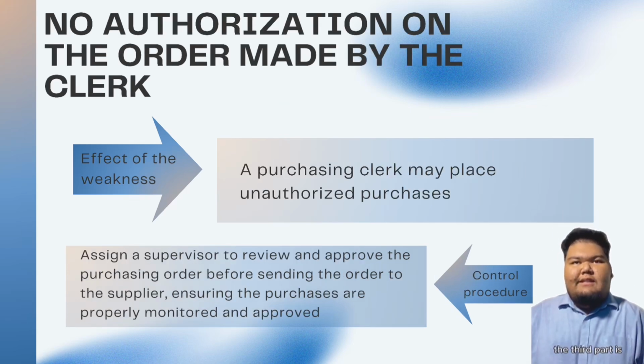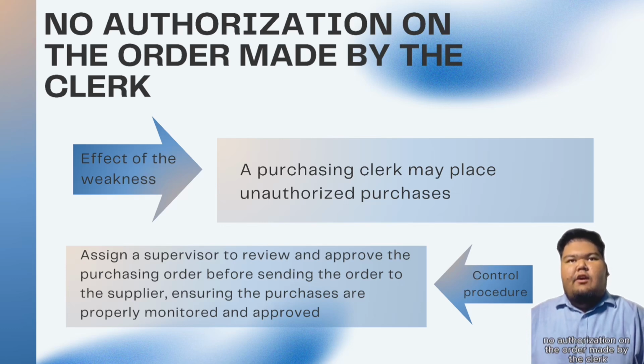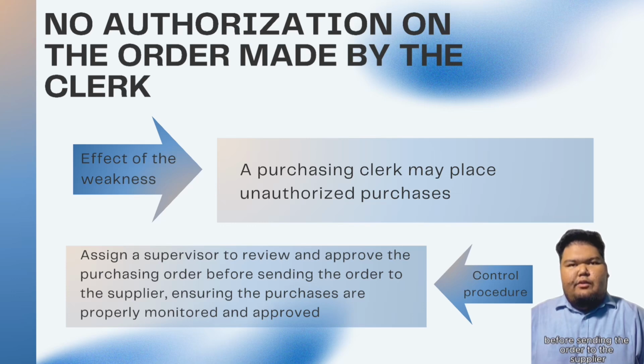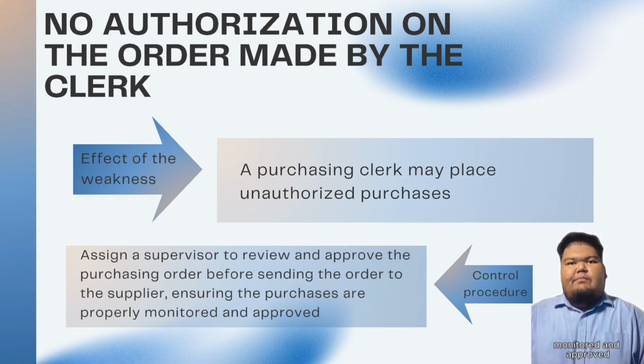The third part is no authorization on the order made by the clerk. The effect of the weakness is a purchasing clerk may make unauthorized purchases. So, how to control it? Assign a supervisor to review and approve the purchase order before sending the order to the supplier, ensuring the purchases are properly monitored and approved.